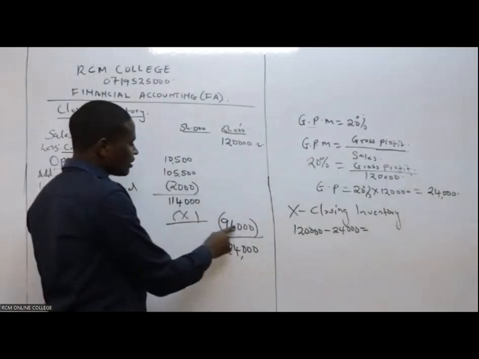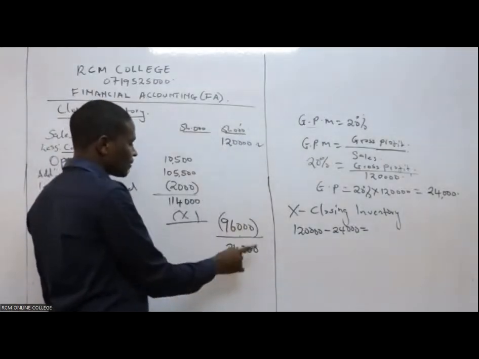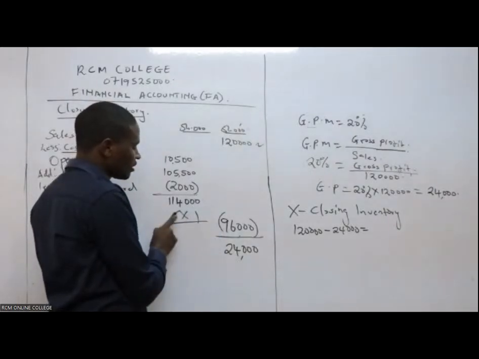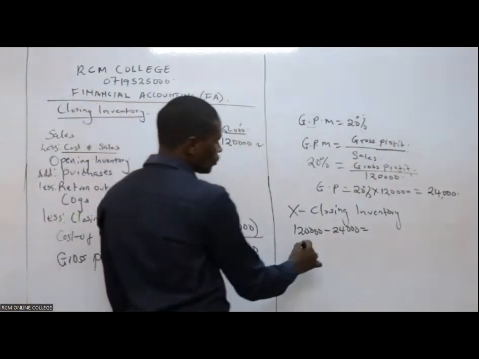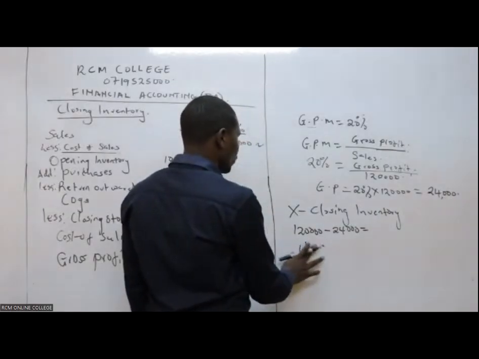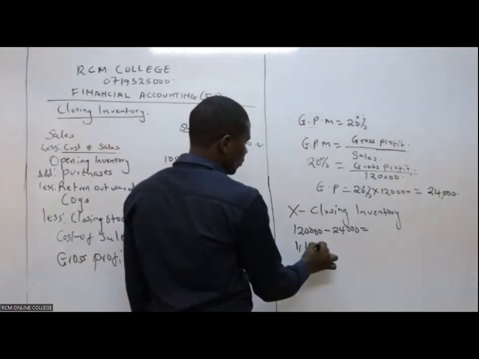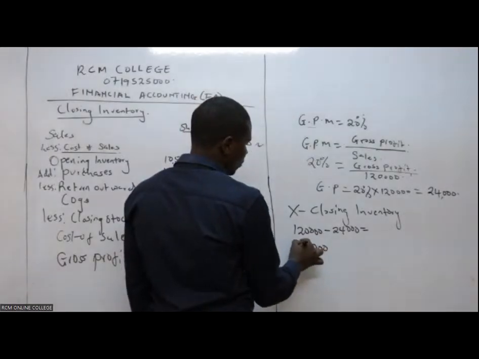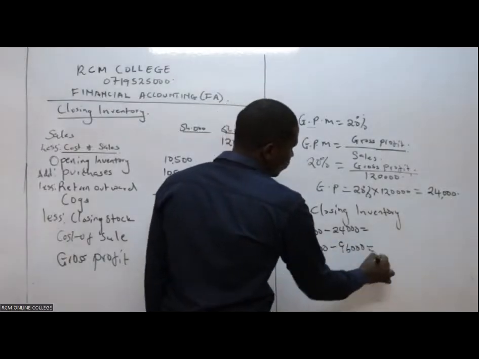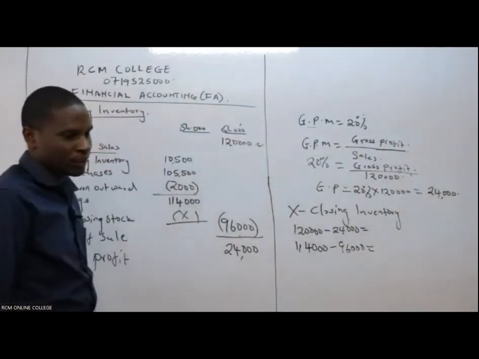And remember, this is just brackets showing that we are subtracting the cost of sale. So it is 140 minus 96. It will give us X. 140,000. No, not 140, but 114. 114,000 minus 96,000. So what is the value of our cost of sale?